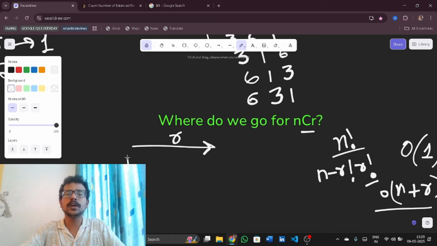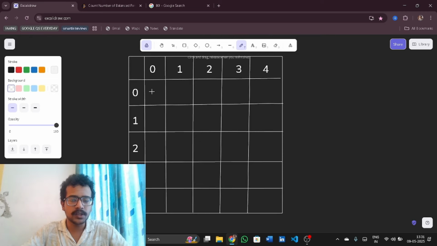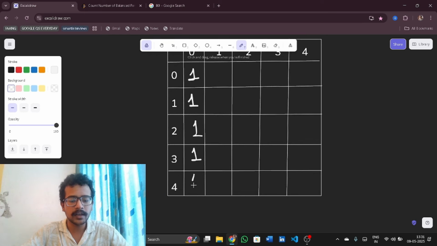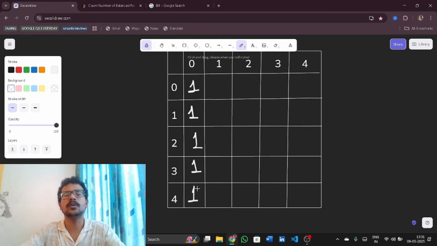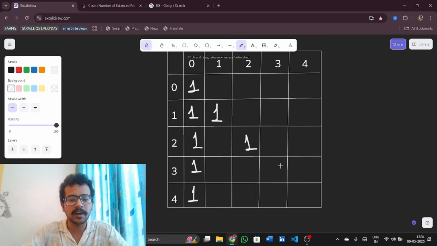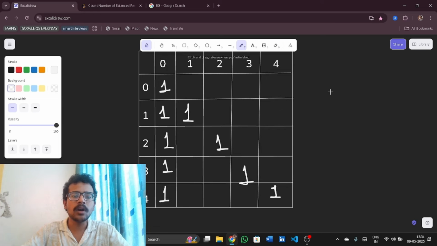Now where do we go for NCR? 0C0 will give us 1, and here also it is 1, here also it is 1, 2C0 is also 1, 3C0 is 1, and it is basic maths. I think there's no need to explain it again. 1C1 is 1, 2C2 is 1, 3C2 is 1, 4C2 is also 1. But wait, what is 2C1?